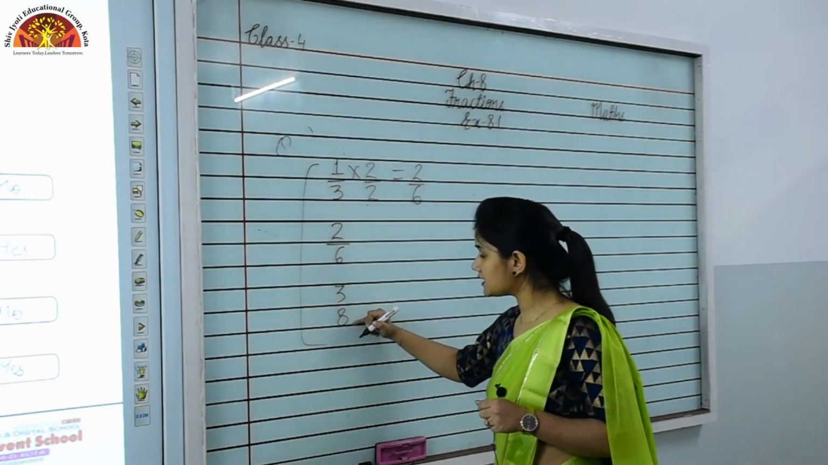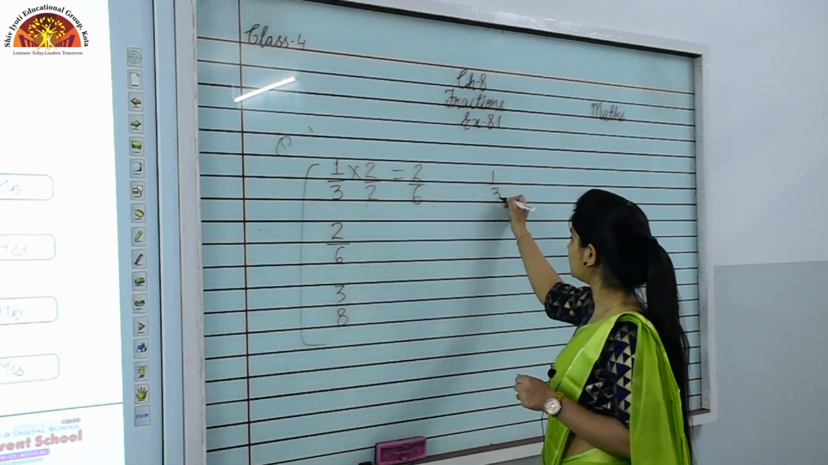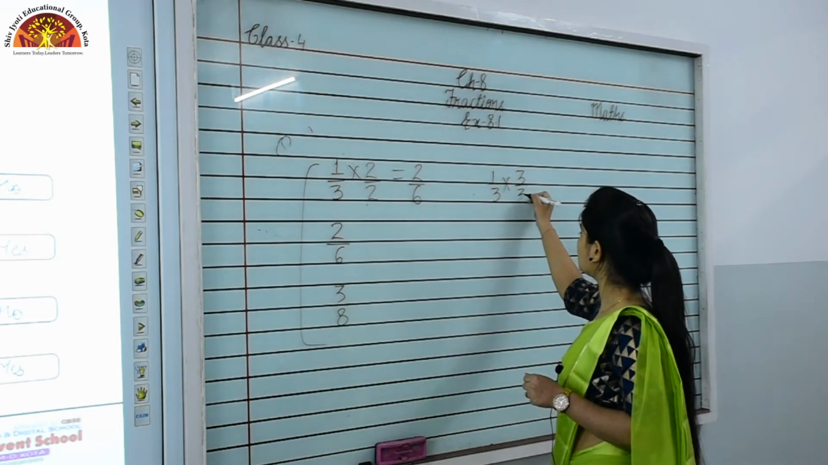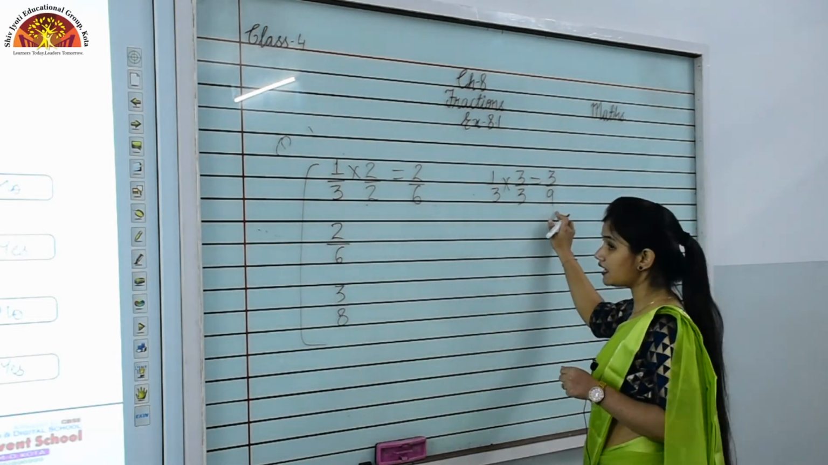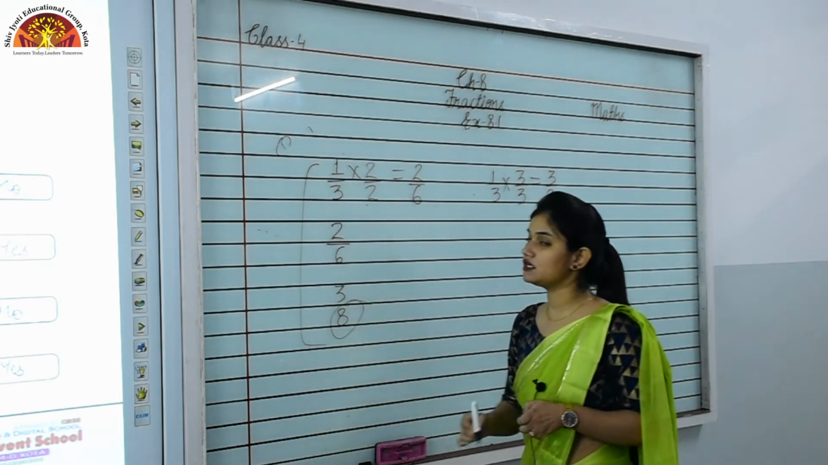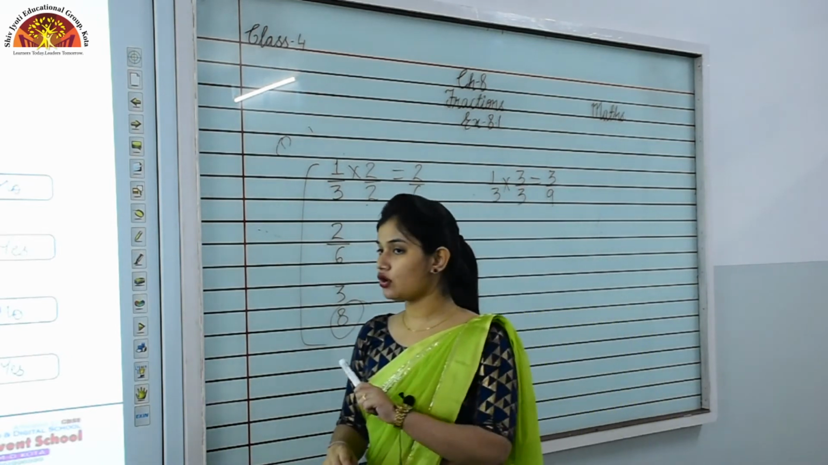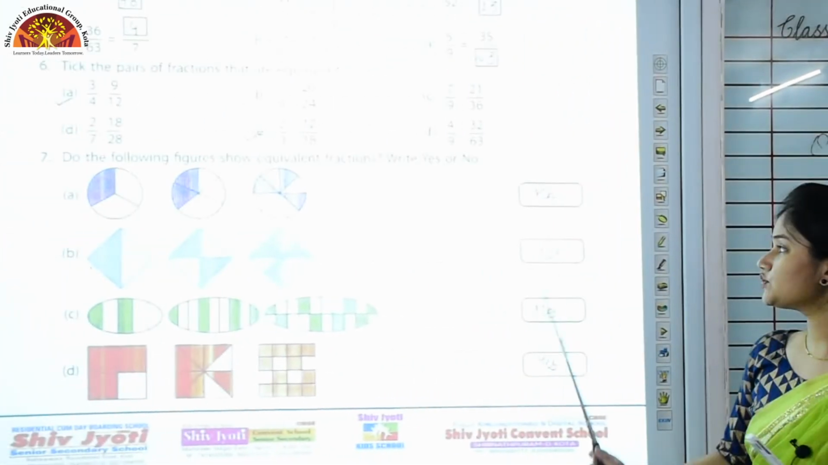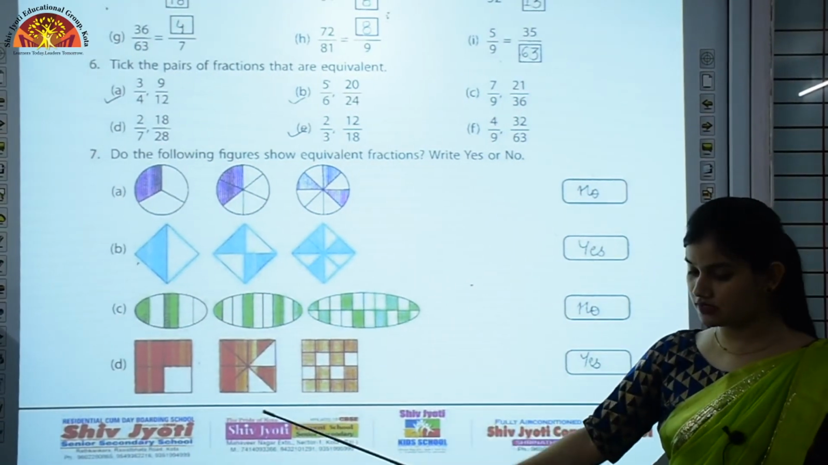But you will see the next fraction: if you multiply the main fraction, that is 1 upon 3, by 3 upon 3, then you will get 3 upon 9, because 3 3s are 9. And here what is coming? Here 8 is coming. It means these fractions are not equivalent fractions. Okay, so you will write no here. Now in this way only you can do B, C and D parts also.